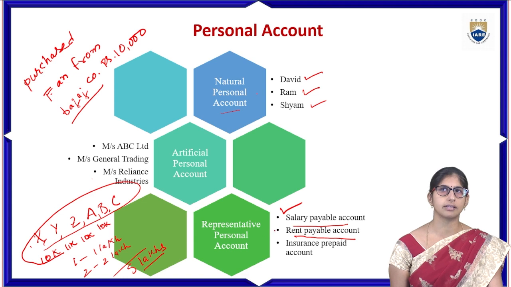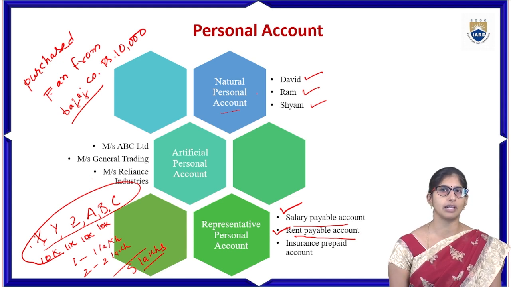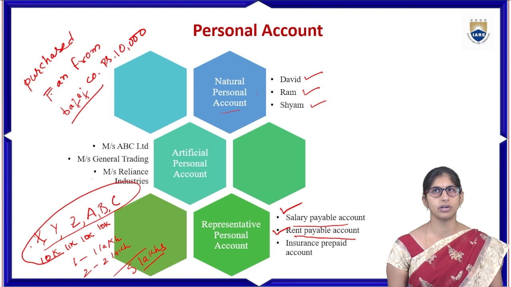Only one simple transaction. So this salary payable account is representing X, Y, Z, A, B, C. And rent payable is representing Gachibowli land or Lakdi Ka Pul land or Secunderabad land or building, whatever it may be. So all these are going to come under the rent payable account.